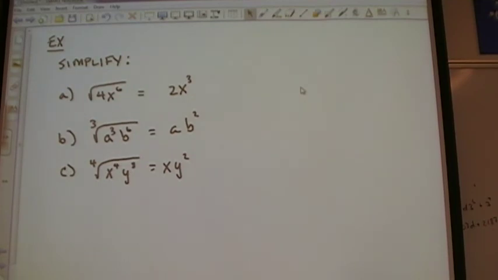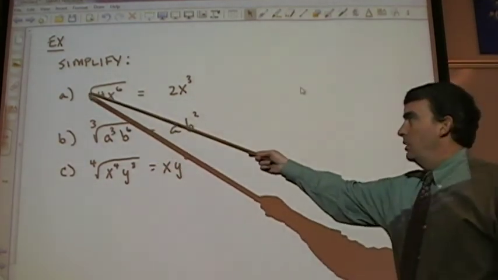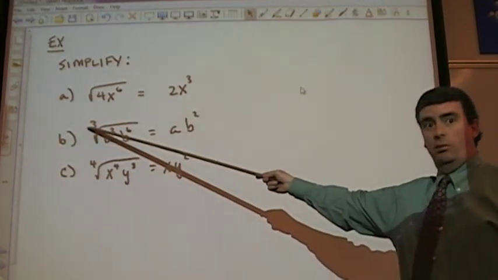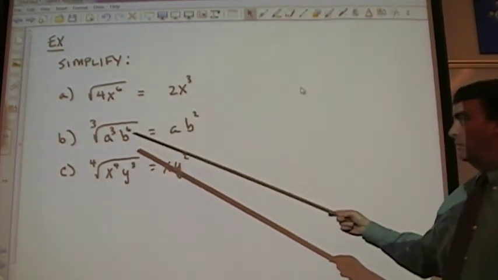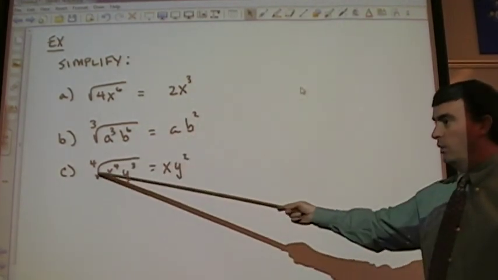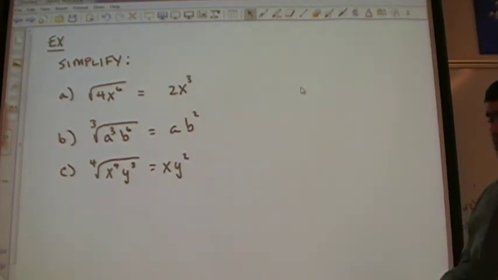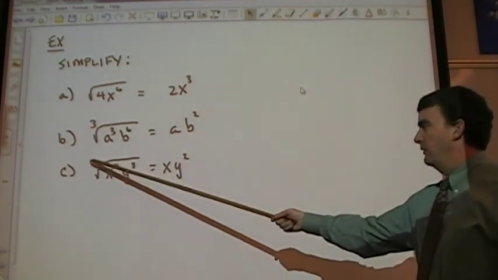Yes. In the first one, since it's square root, you divide the exponent by 2. That's all you have to do. Here, since it's cube root, what do you do to the exponent? Divide by 3. Here, fourth root, divide by 4. And that's how we get our 3 answers. What's the y exponent in the radical? 3, or 2? Oh, that should be 2. x to the 4th, y to the 8th. Yeah. And then 8 divided by 4 is 2.